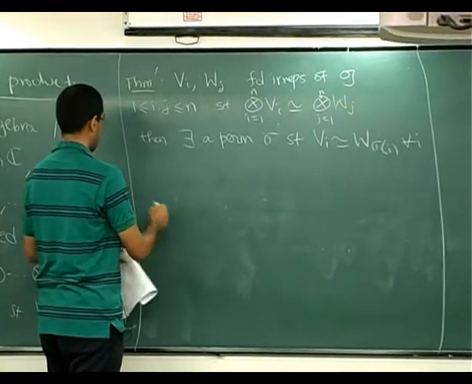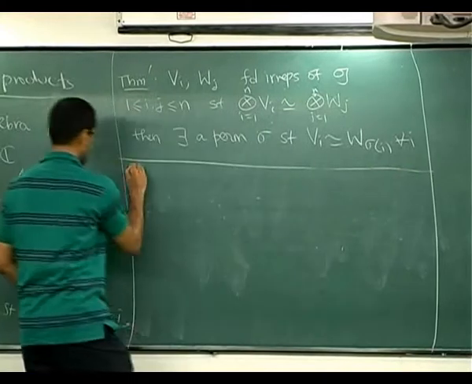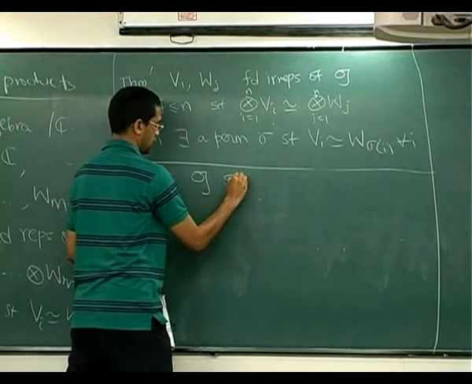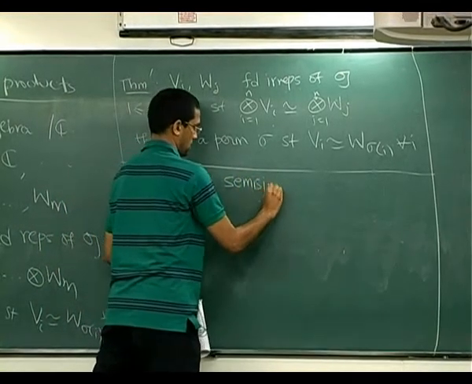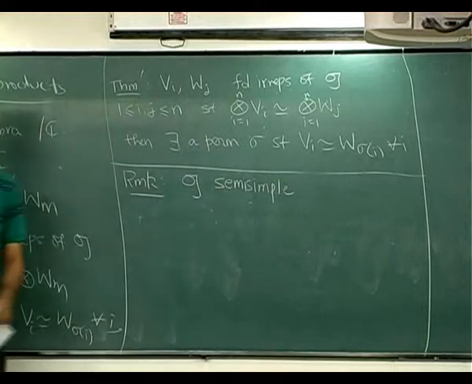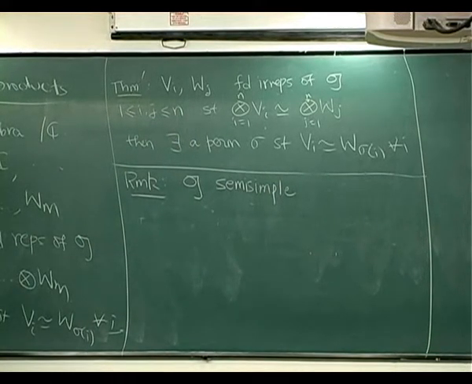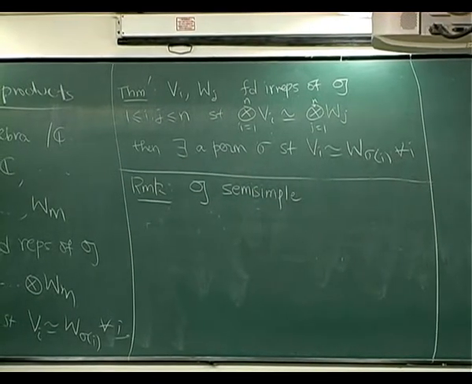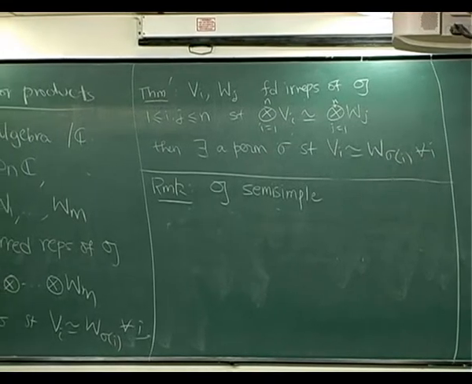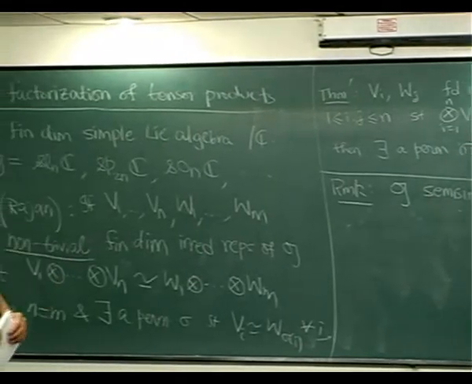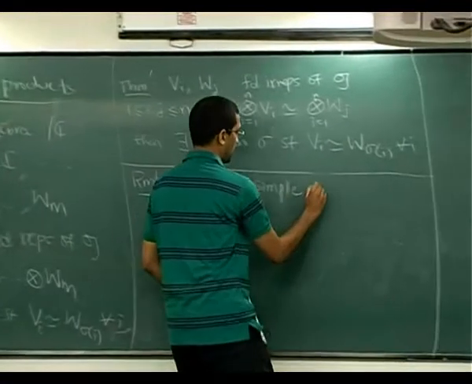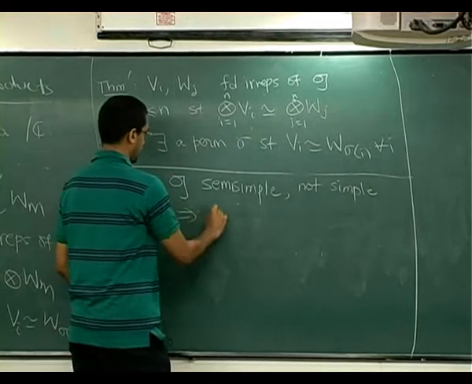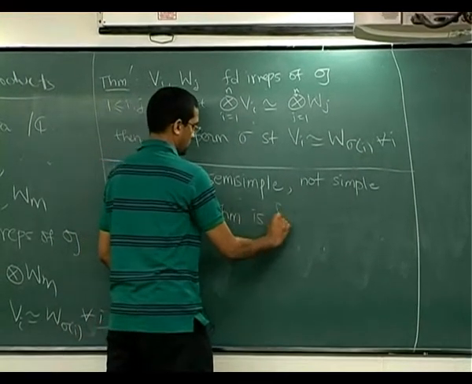Now another remark here is it's important to start with a simple Lie algebra. Remark: suppose we ask what if G were just a semi-simple Lie algebra rather than a simple Lie algebra, then the statement is not true. I mean, if you think semi-simple but not simple, then the statement is no longer true. So you very much need the hypothesis that G is simple. So G semi-simple, not simple, implies this theorem is false.